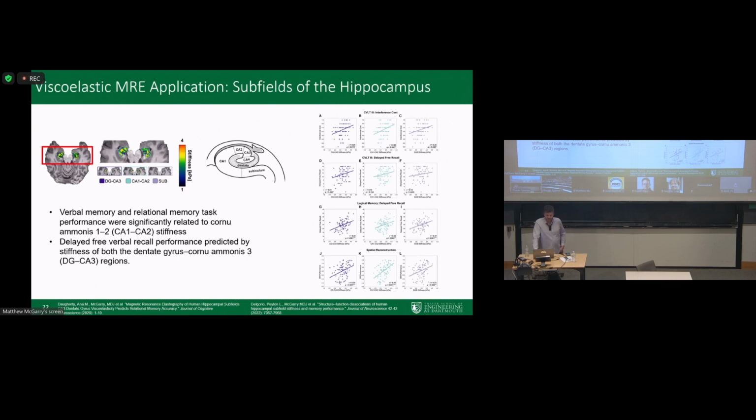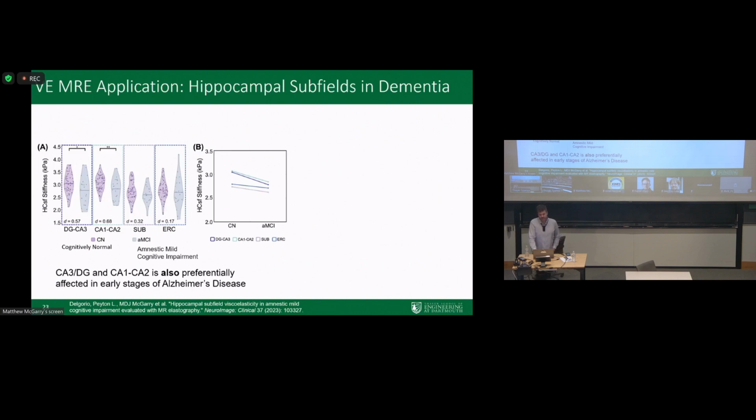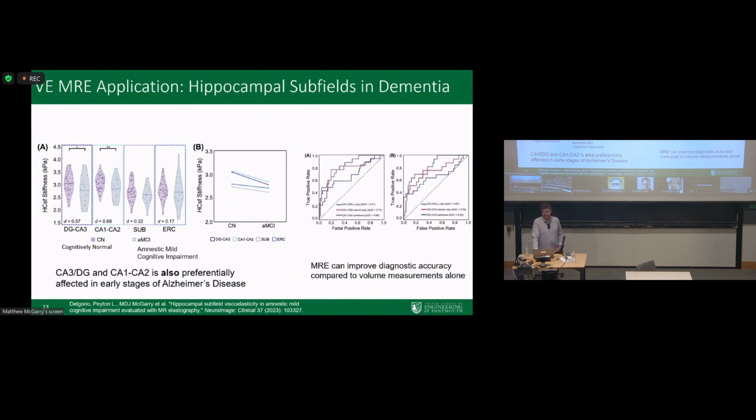And then finally, we also looked at these hippocampal subfields in an early stage of dementia, which is called amnestic mild cognitive impairment. You can think of this as a pre-Alzheimer's disease. What we found is that these same regions were also preferentially affected in the early stages of Alzheimer's disease. So this suggests that the same processes that make you and I have different memory, some people have better memories than others, those same processes are happening in diseases which affect memory. And then we also showed in the study that using MRI on top of volumetric measurements improves the diagnostic accuracy.